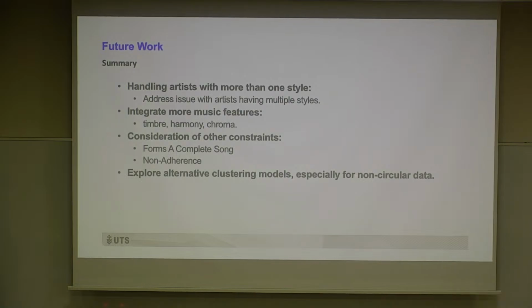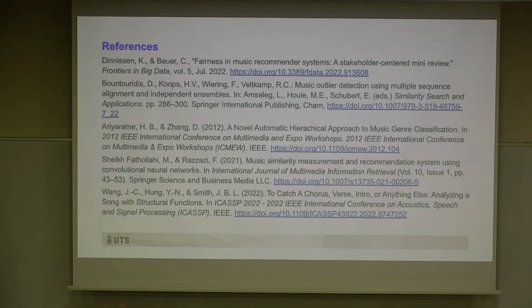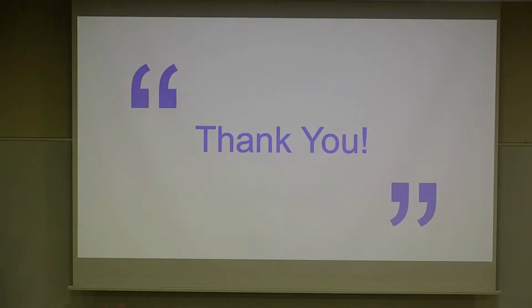For the future work, we need to improve our approach to handle artists with more than one style, and also we should introduce more music features such as timbre, harmony, and chroma. We can also consider other general outlier constraints, for example, forming complete songs and non-adherence. And lastly, we can also explore different clustering methods, for example, models like those for non-circular data. So that concludes my presentation. Thank you, everyone.